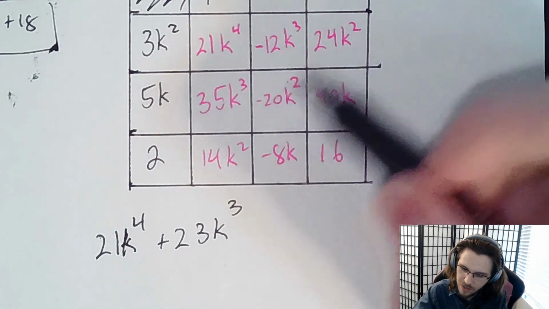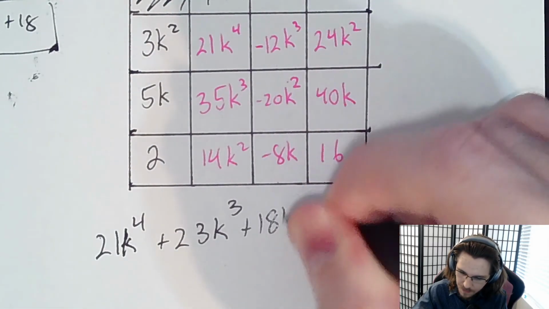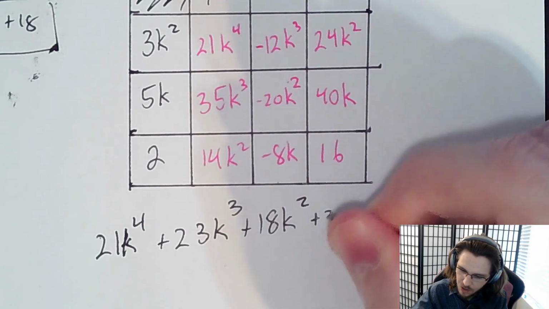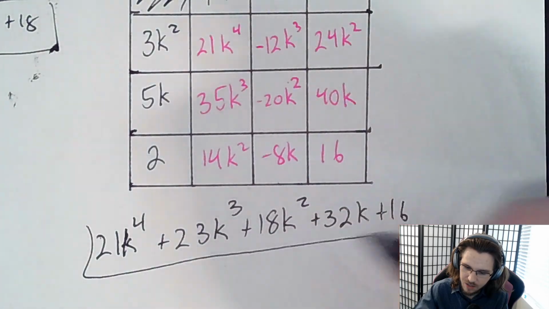How do you do that fast, kind of in your head? Negative 20 and 24 are 4. And 14 more is 18. Negative 8 plus 40, that's going to be 32k plus 16. And we're finally done with this little assignment.